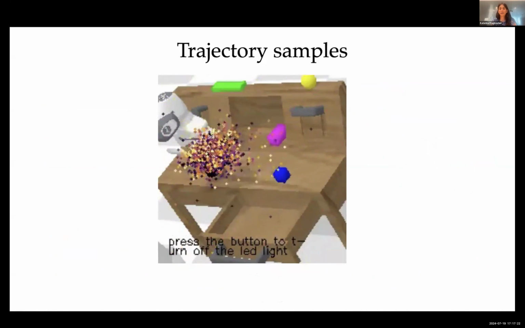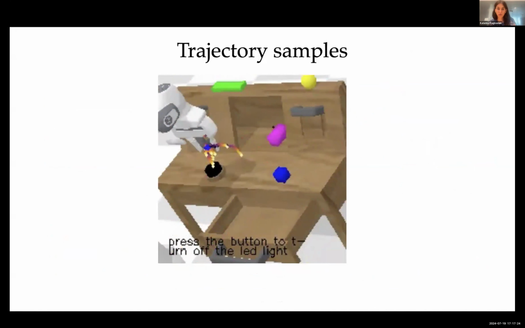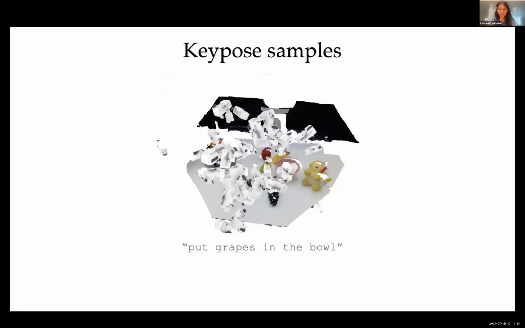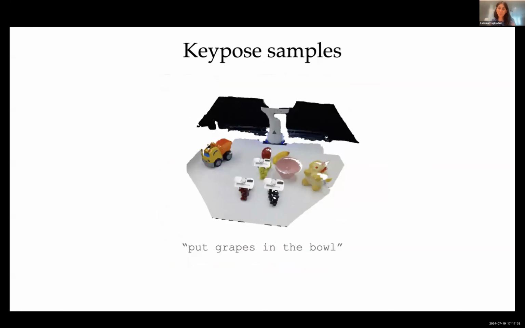And here I'm showing samples of those future trajectory samples. I'm not showing the orientations because it would be very awkward to show. So I'm just showing translations in Kelvin. And here I'm showing the key pose samples. So we don't predict trajectories, we predict one key pose here, the future key pose.